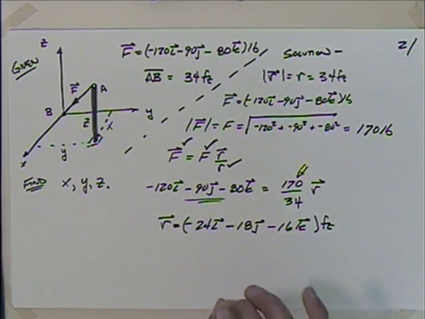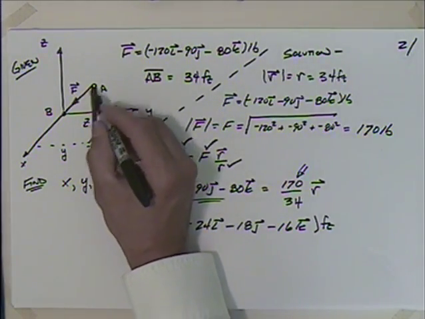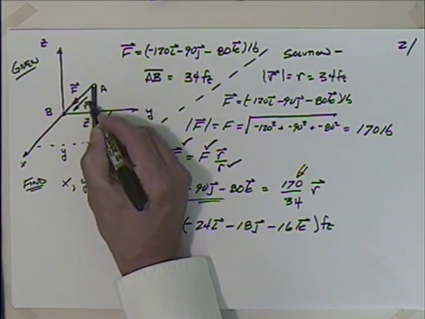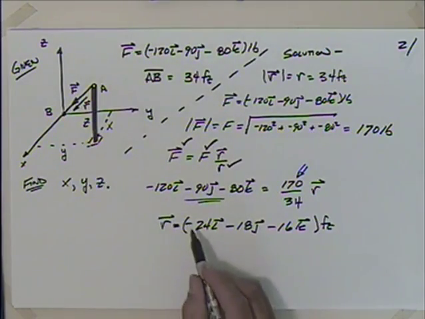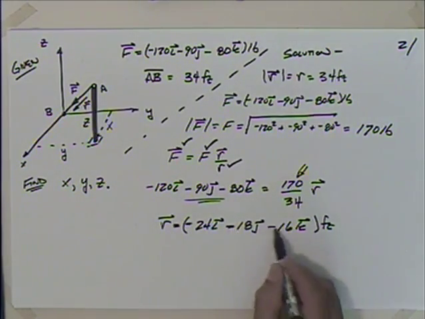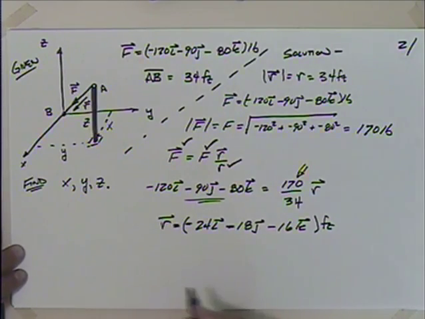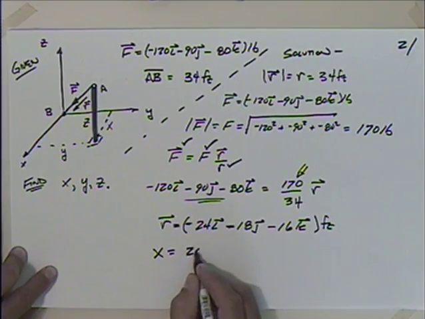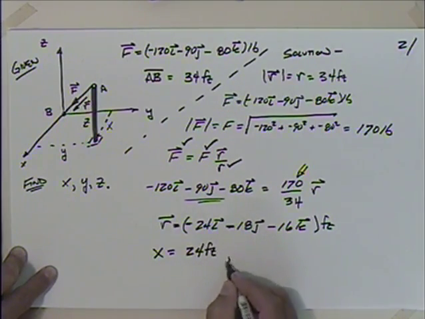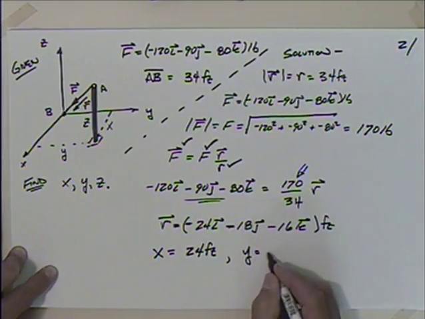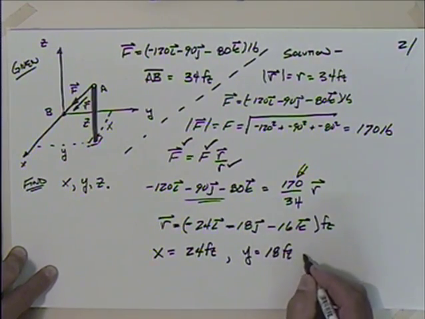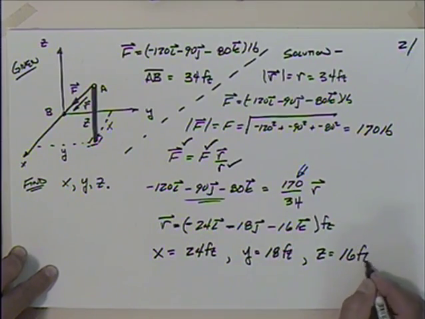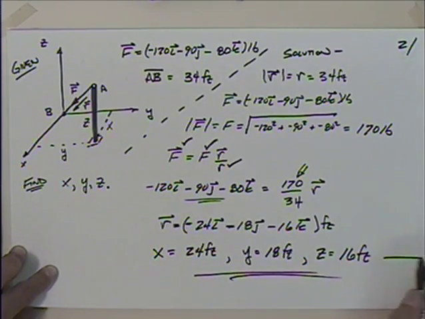Now, the position vector, this R position vector, is in the same direction as F. So R is running from A to B. So from A to B, it should not surprise us that these are all negative pieces. Now we'd like X, Y, and Z, so we'll look at the positive pieces: X is equal to 24 feet, Y is equal to 18 feet, and Z is equal to 16 feet. And that would be our answer then.